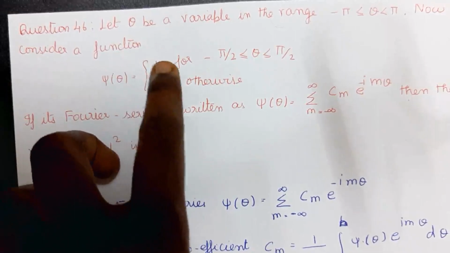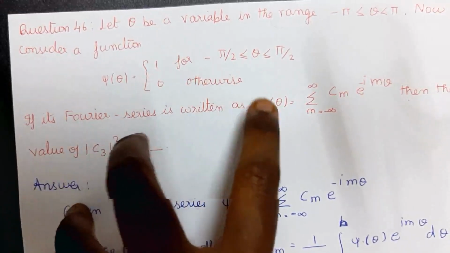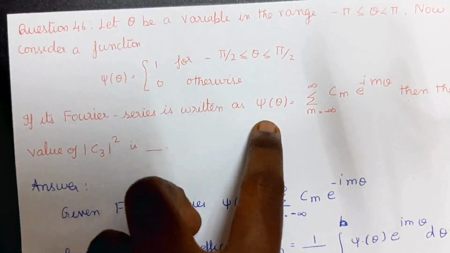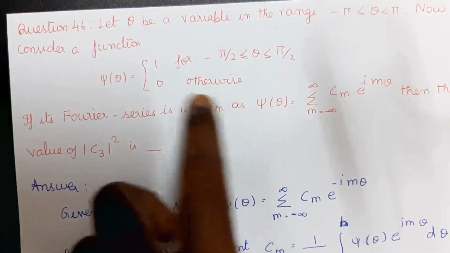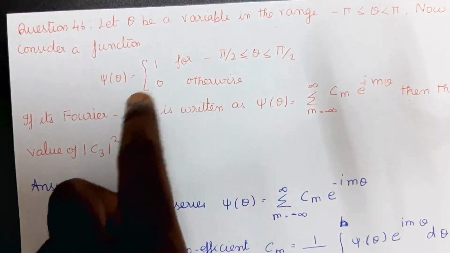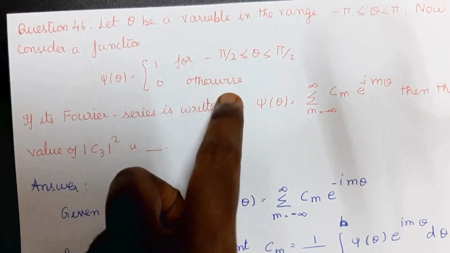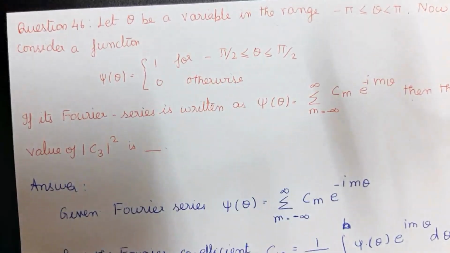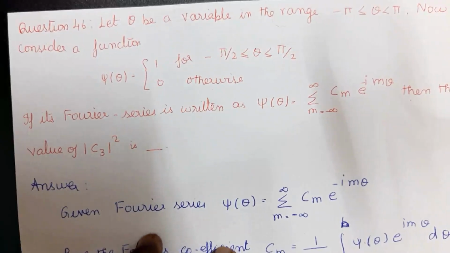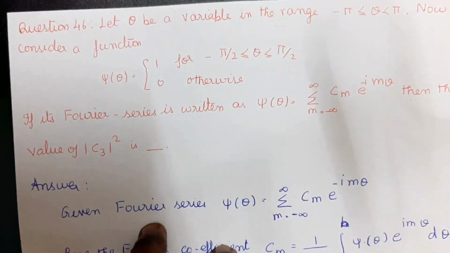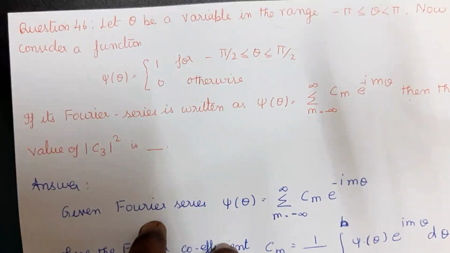Question. Let theta be a variable in the range of minus pi less than or equal to theta less than pi. Now consider a function psi of theta which is 1 for minus pi by 2 less than or equal to theta less than or equal to pi by 2 and 0 otherwise. If its Fourier series is written as psi of theta is equal to summation m from minus infinity to infinity c m e power minus i m theta, then the value of c 3 square is.